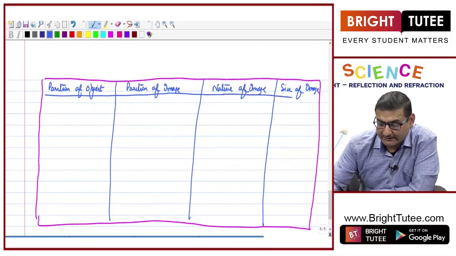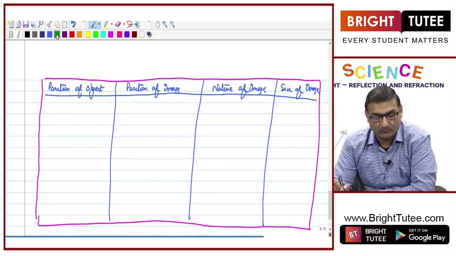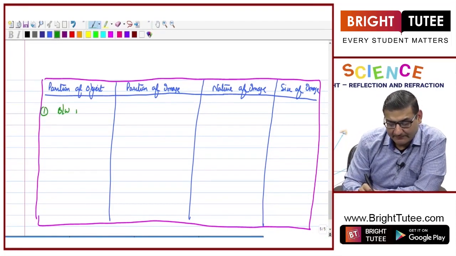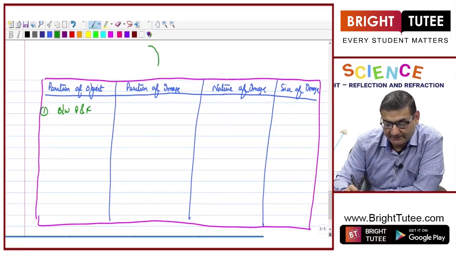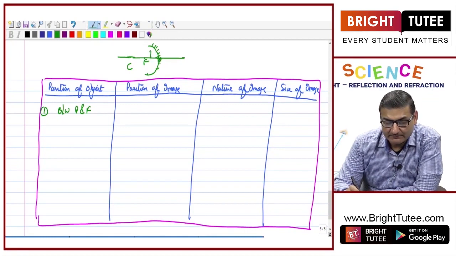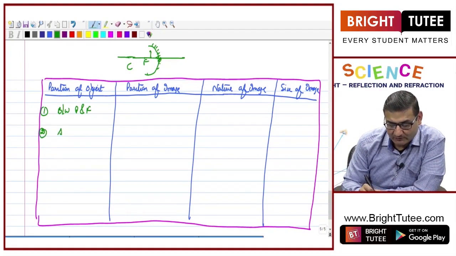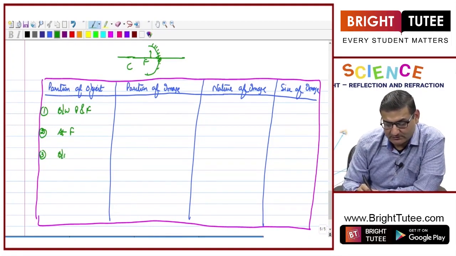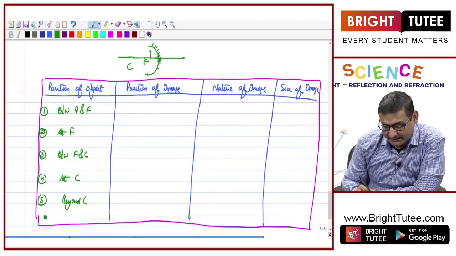So all the ray diagrams that we have made, let us review them all one by one. My first position where I have kept the object was between P and F. Just for the sake of memory, let us draw a concave mirror. Let us take a principal axis. This was P, F and C. So the first position was between P and F. The second position was at F. I hope by this time you have learnt all the positions. The third position was between F and C. The fourth position was at C. The fifth position was beyond C, and the sixth position was at infinity.